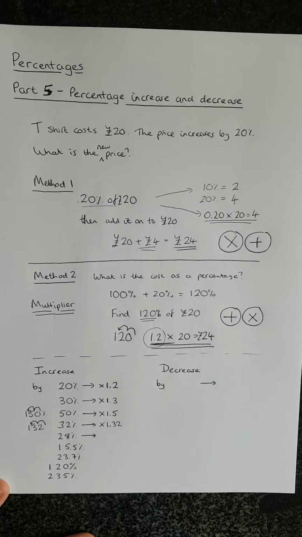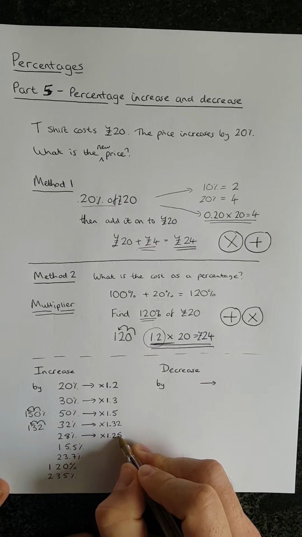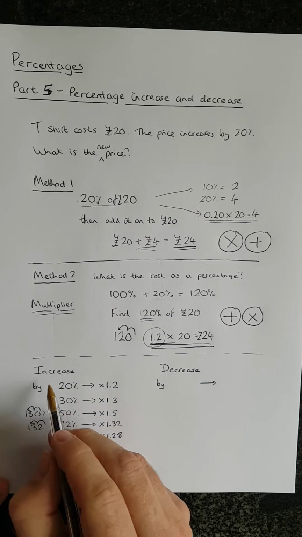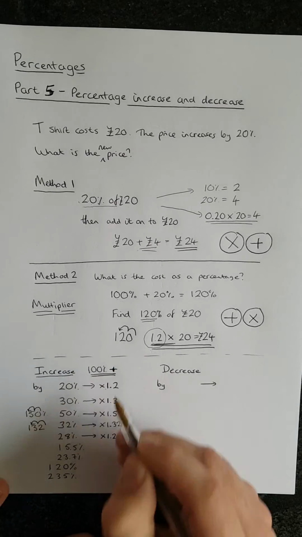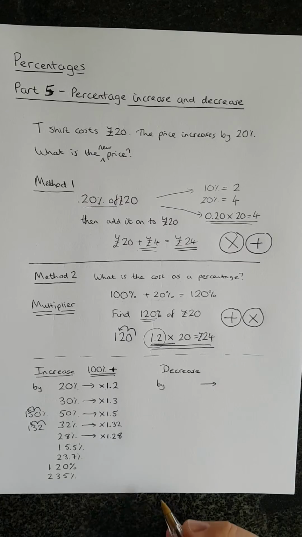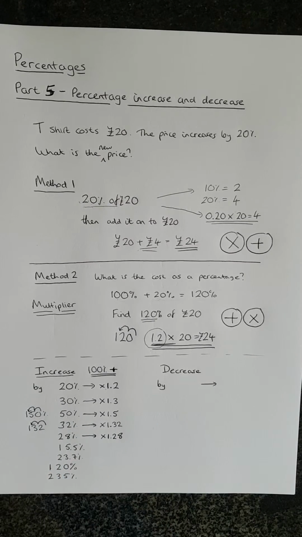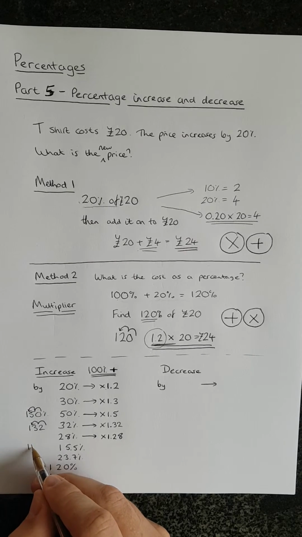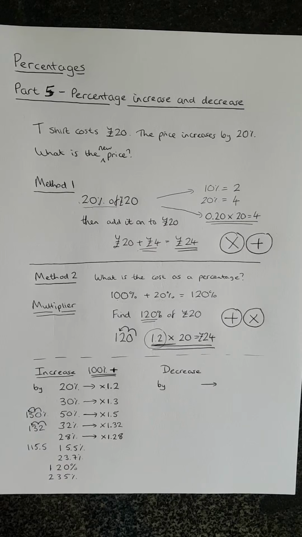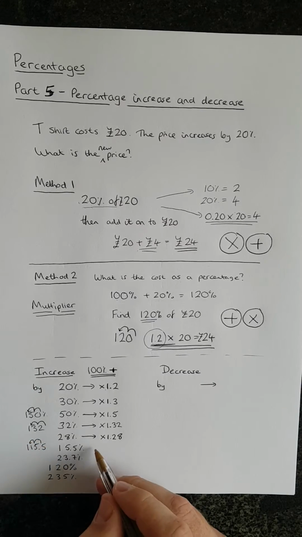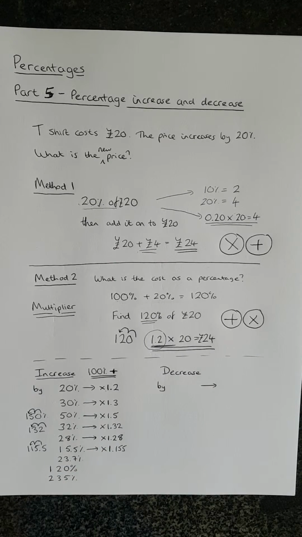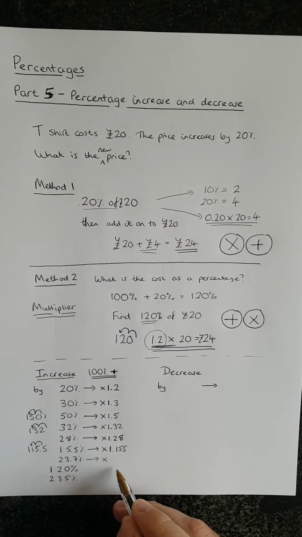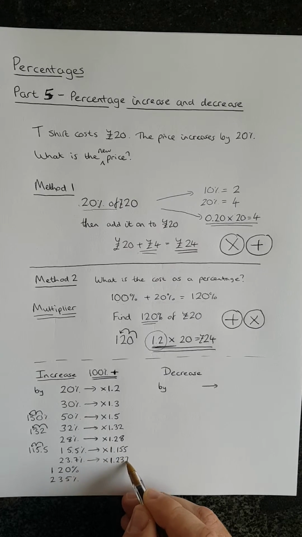28% times 1.28. Remember, this is an increase, so it's the original 100% plus the extra. So you're doing an add in your head. So adding 15.5% takes you up to 115.5%. Move the decimal place 2 steps, and you're getting multiplied by 1.155. 23.7% is 1.237.